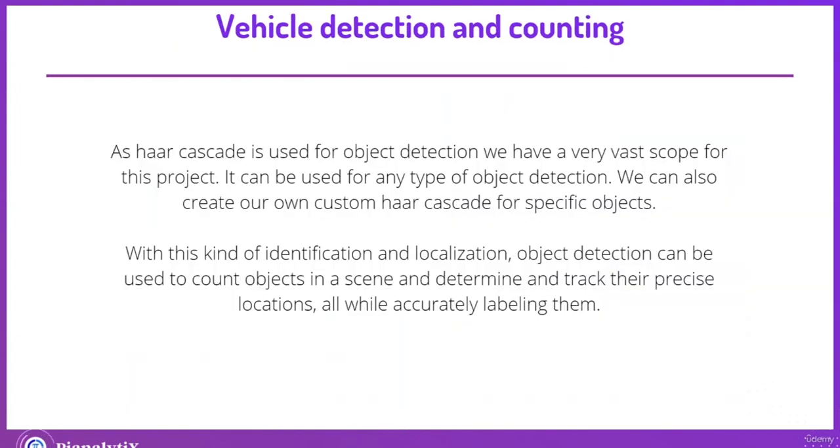So as Haar Cascade is used for object detection, we have a very vast scope for this project. It can be used for any type of object detection. We can also create our own custom Haar Cascade for specific objects. With this kind of identification and localization, object detection can be used to count objects in a scene and determine and track their precise locations, all while accurately labeling them. So let's move forward and start building this project.